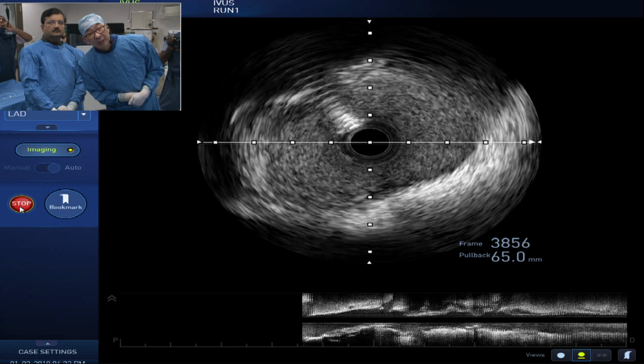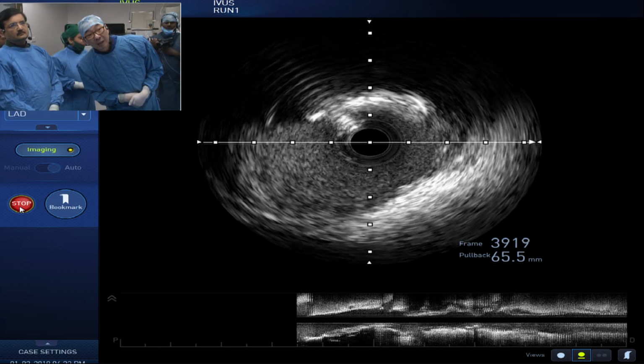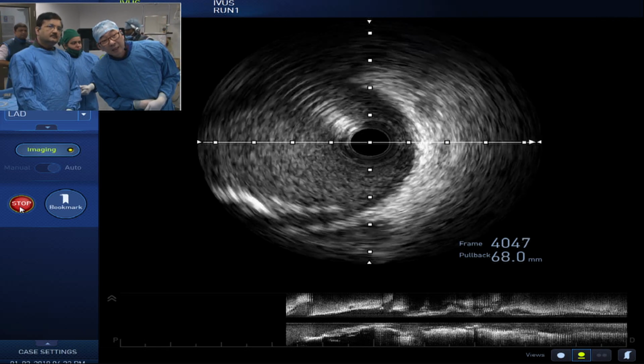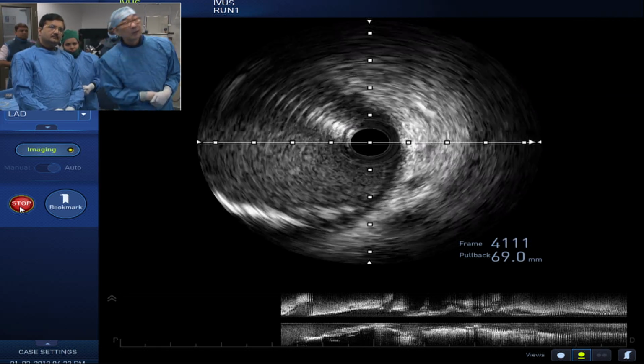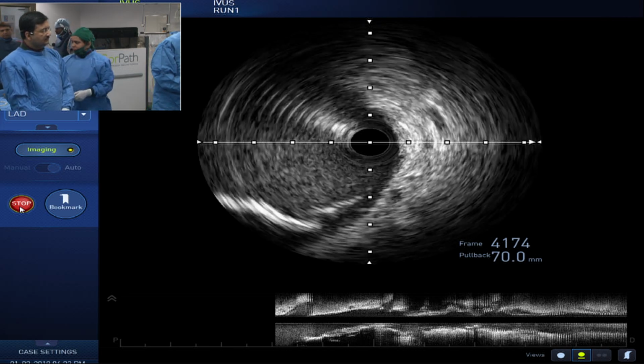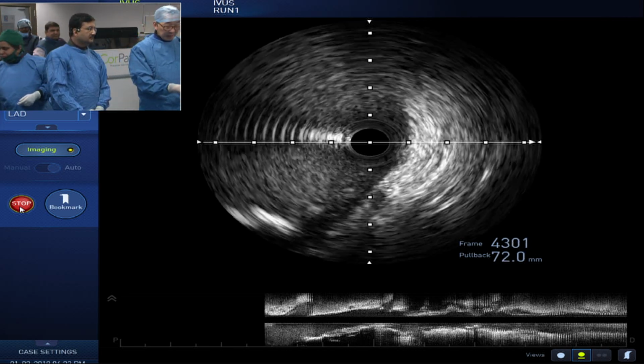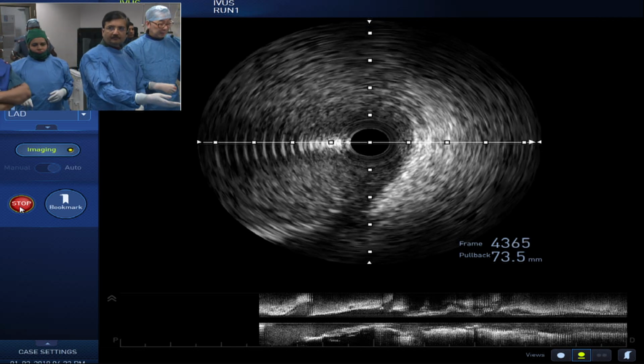Yes, left main coming up. Some calcifications, but should be okay, right? The luminal area should be okay. The region is very similar to the angio findings, right? Correct. Okay, I think we can stop. Okay, stop.